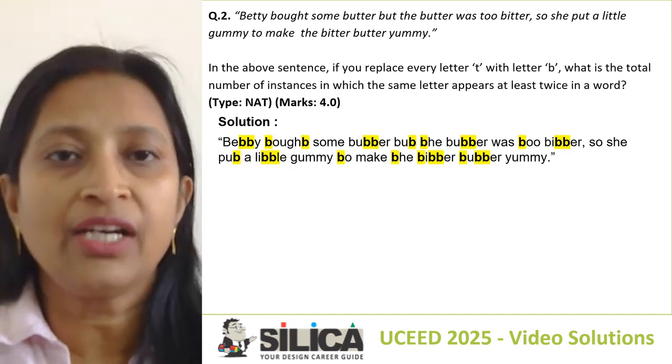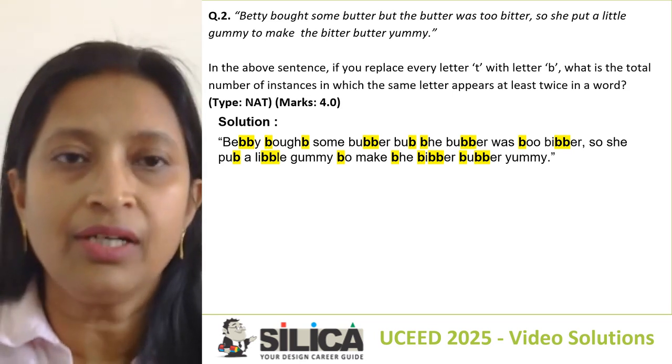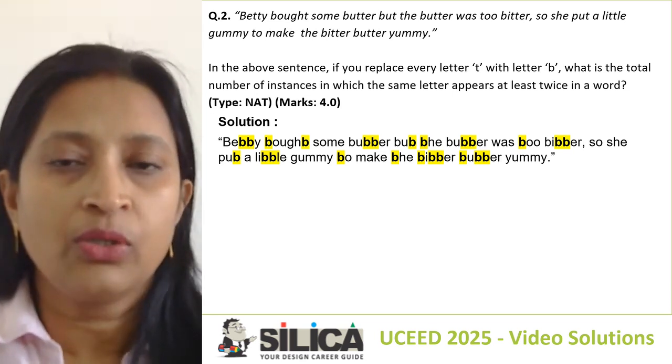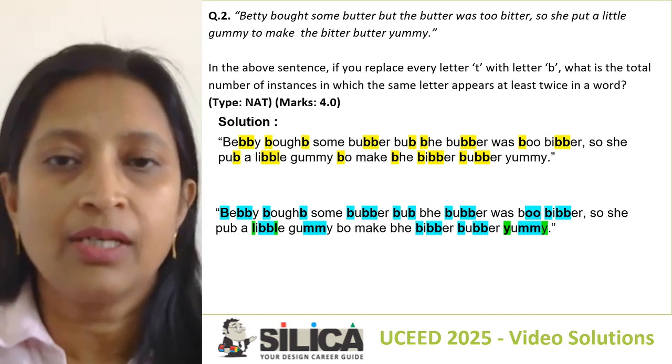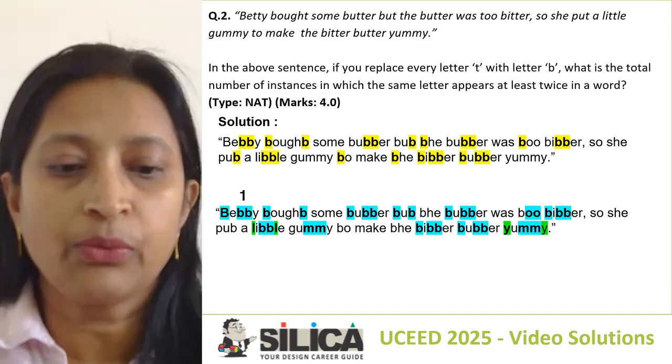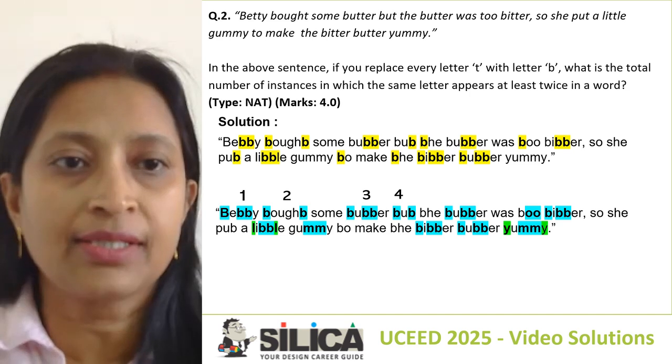Now the question is that you have to find the total number of instances in which the same letter appears twice, at least twice. Here, in the first word, B appears thrice. So this will be one of the instances. Now here again, this has appeared twice, so another instance, second, then 3, then here 4, 5, 6, 7.